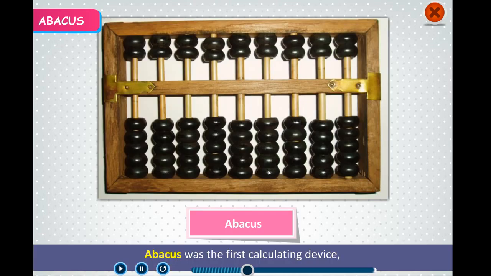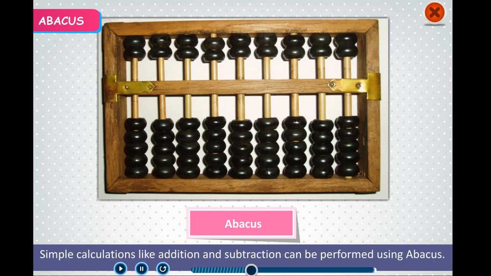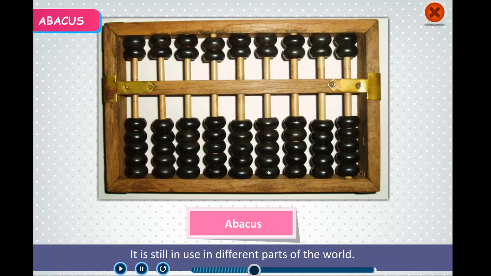Early calculating devices. Abacus. Abacus was the first calculating device invented about 5,000 years ago by the Chinese. Simple calculations like addition and subtraction can be performed using Abacus. It is still in use in different parts of the world.